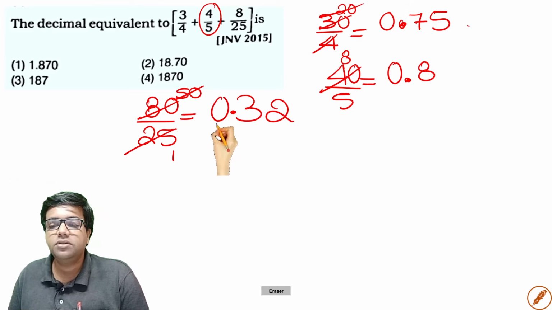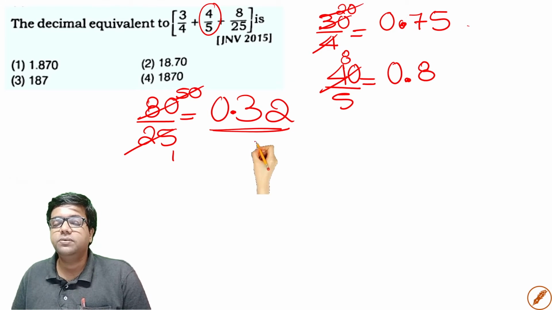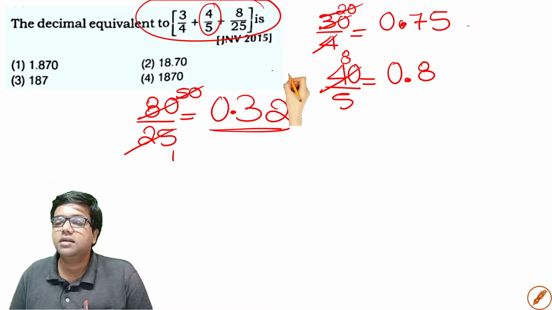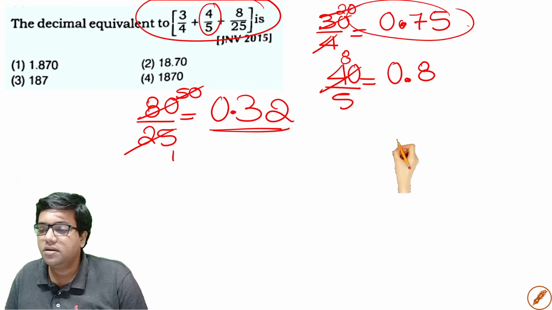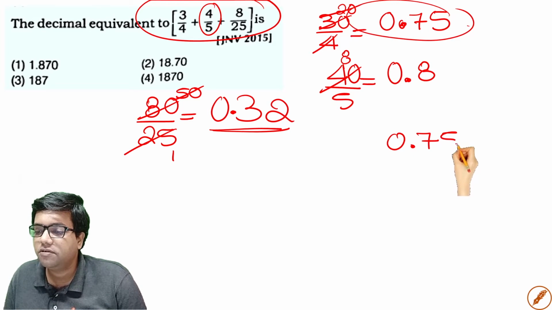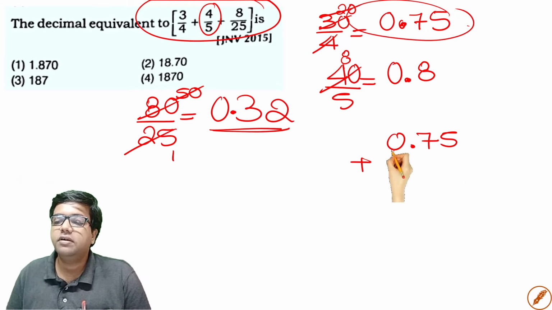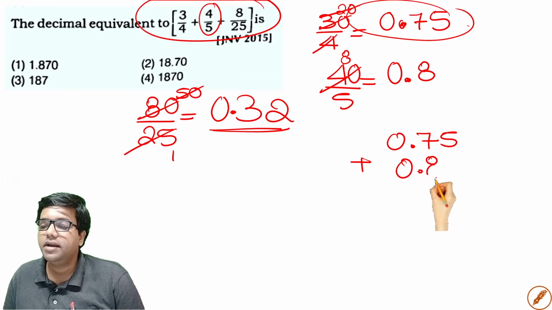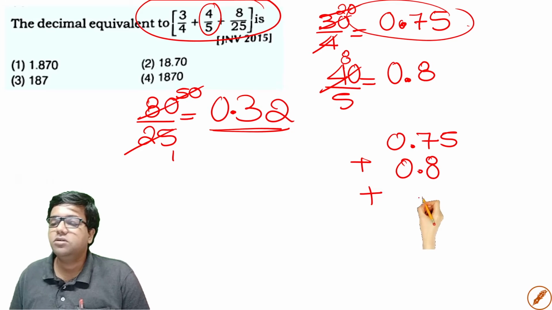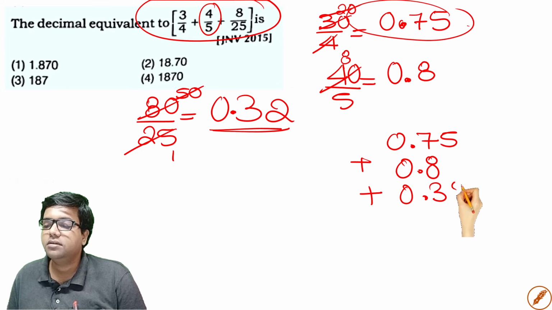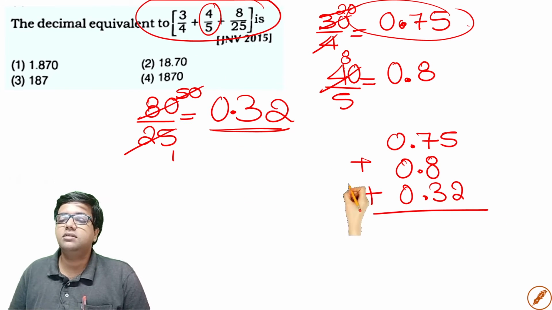So therefore, 0.32 is the decimal equivalent. So the whole thing can be written as 3 by 4 plus 4 by 5 plus 8 by 25. 3 by 4 can be written as 0.75, 4 by 5 can be written as 0.8, and 8 by 25 can be written as 0.32. So we need to find the sum of all the three numbers.